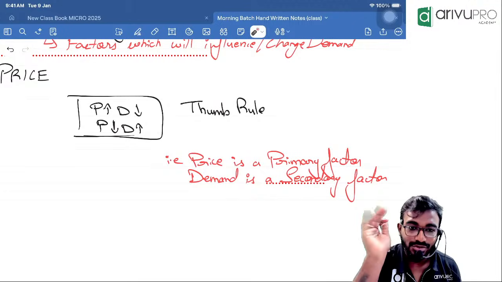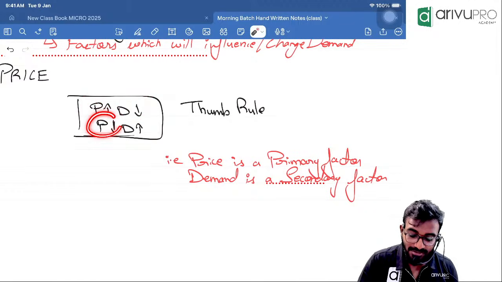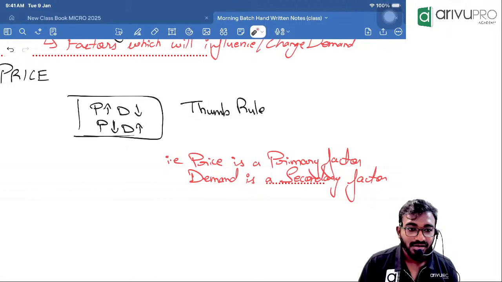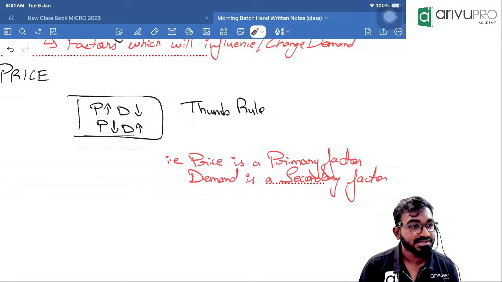So first understand the question. Which is the primary factor? Which is the secondary factor? See, secondary means dependent factor. Primary means independent factor. Price is independent. Whenever price is changing, automatically demand will change. Whenever price decreases, demand increases. Whenever demand decreases, price increases is wrong. First and foremost importance should always be given to price, later importance should be given to demand. Suppose if I say demand decreases, don't say price increases. It is a wrong notion.